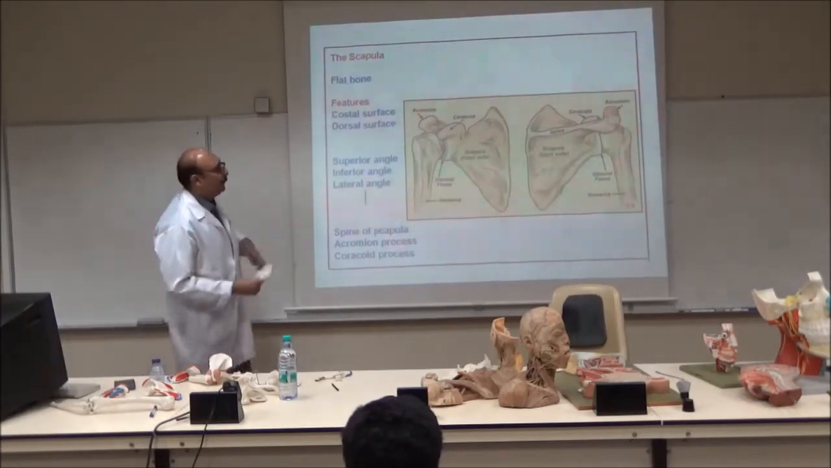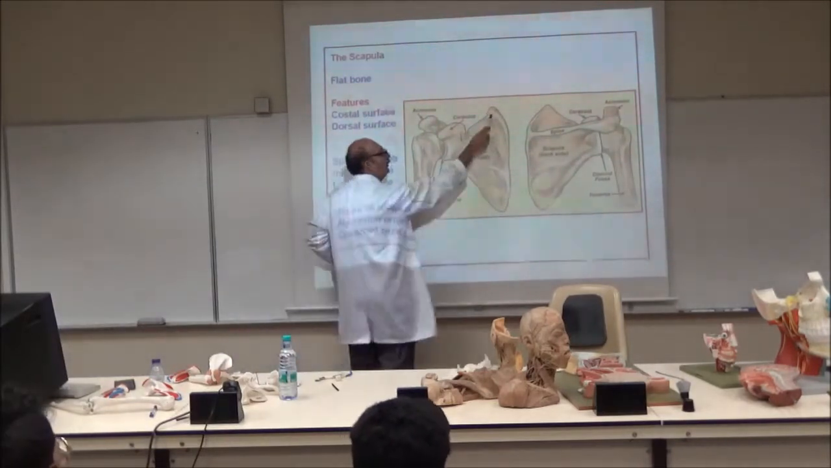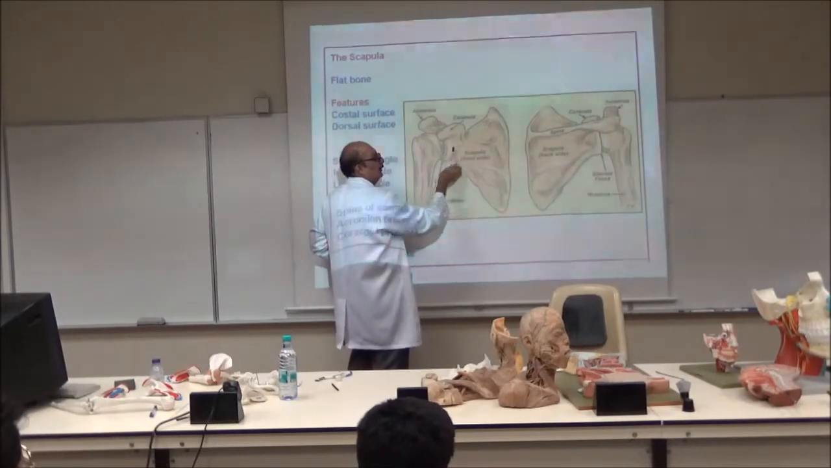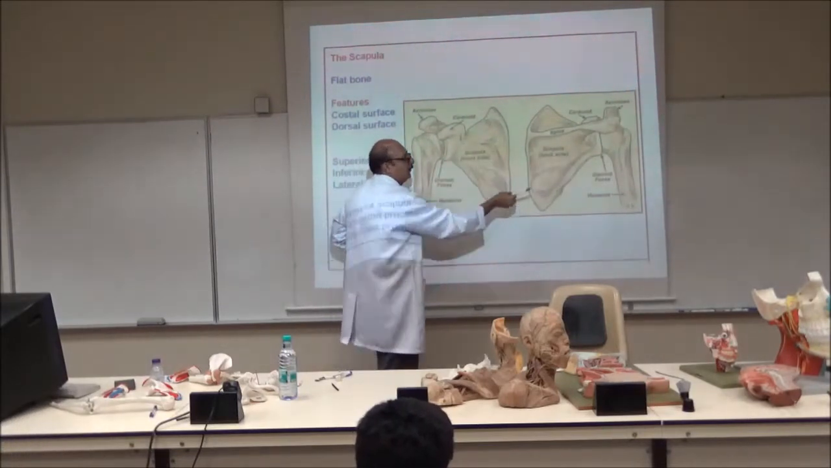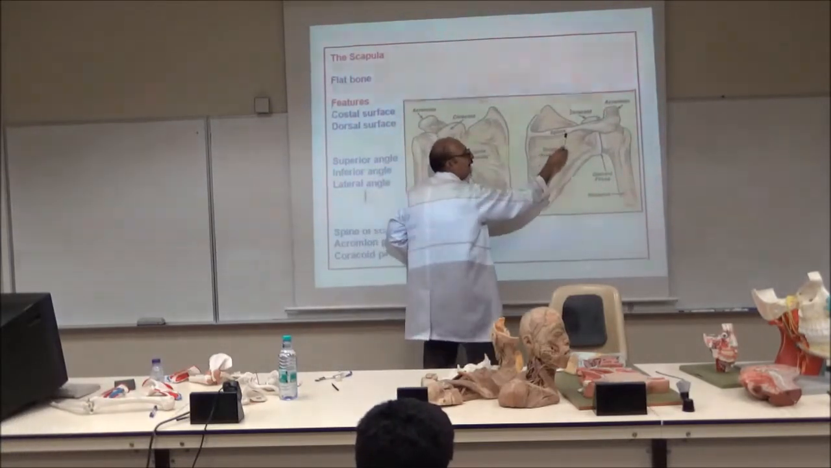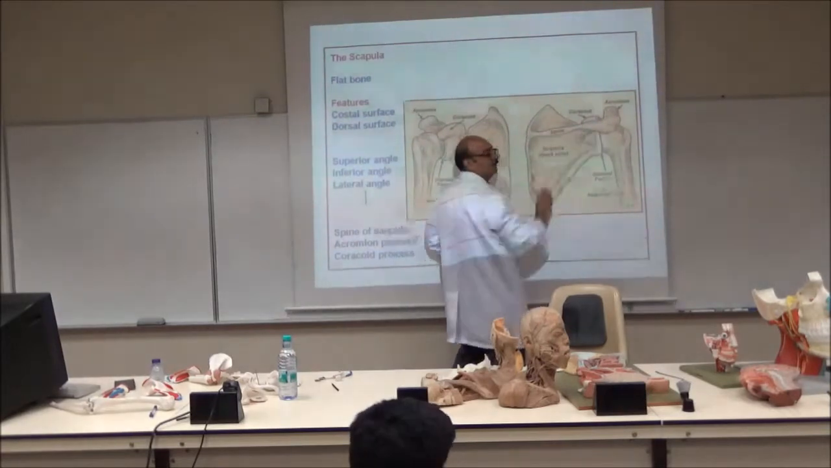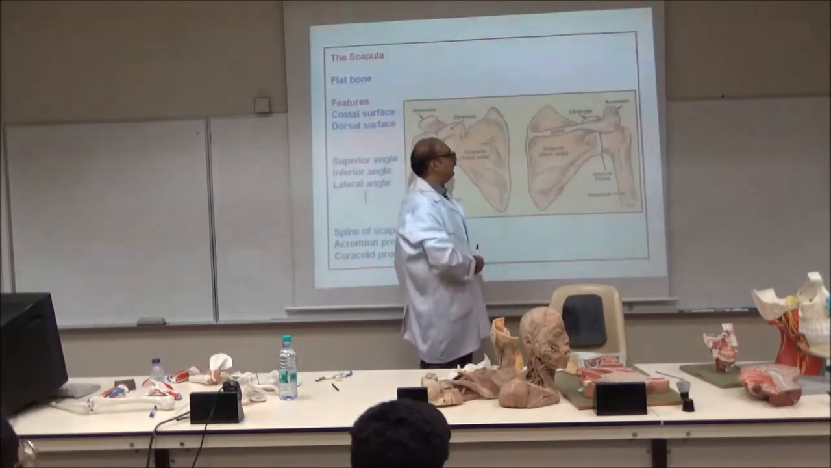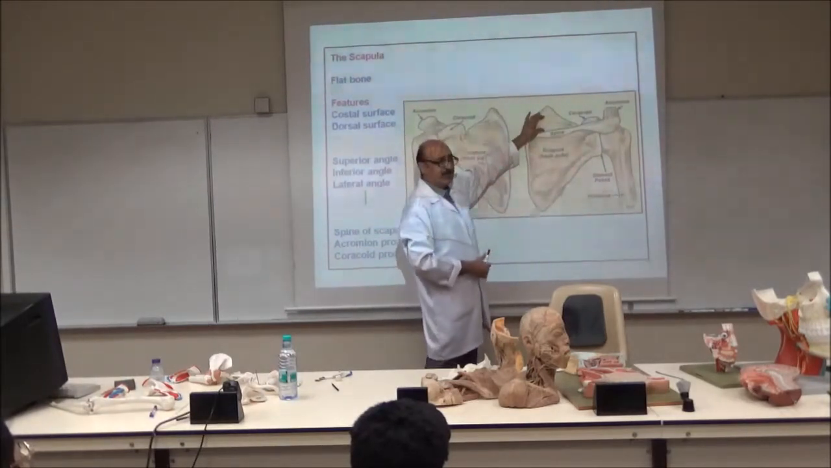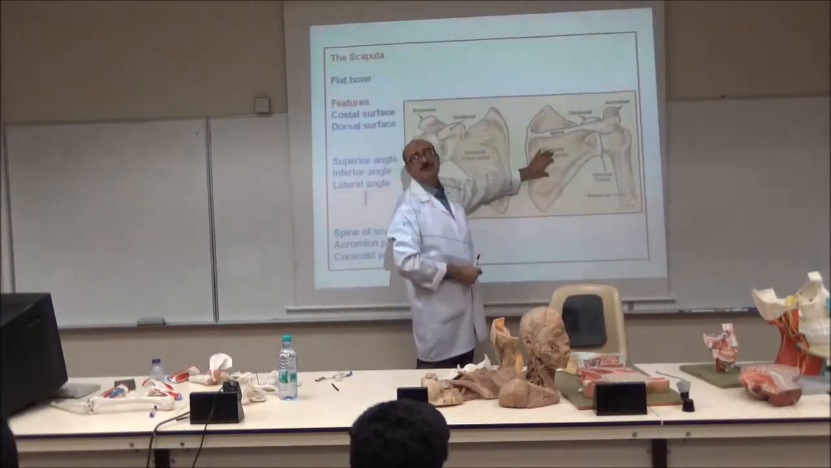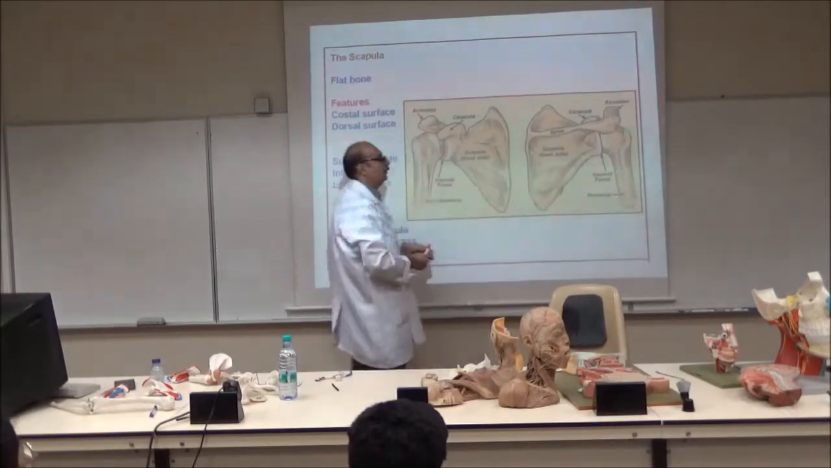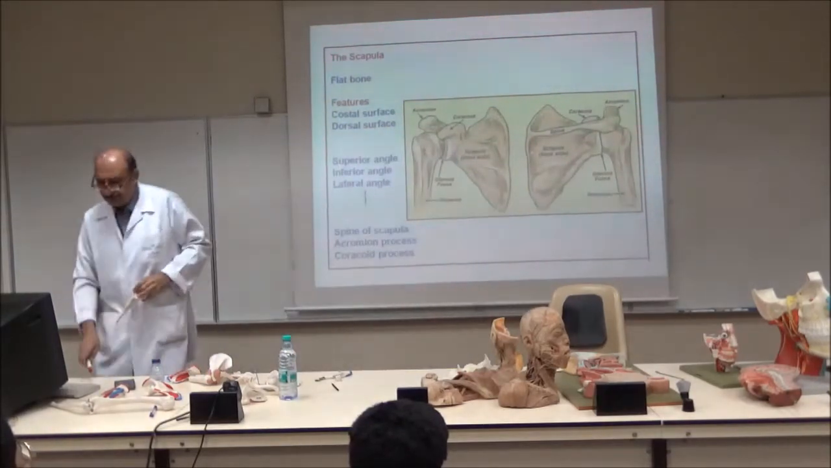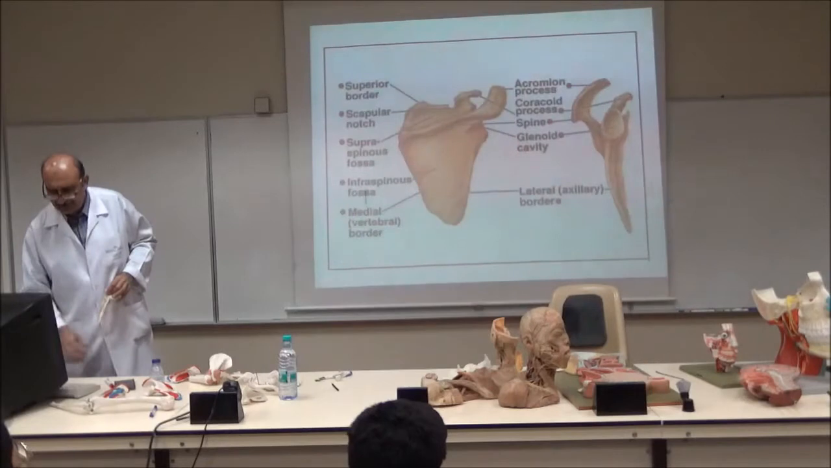See here the features: superior angle, inferior angle, lateral angle. Costal surface. Dorsal surface with the spine, acromion process, and coracoid process. The spine divides the whole of this space into two parts, the supraspinous fossa and the infraspinous fossa. I finished all this.